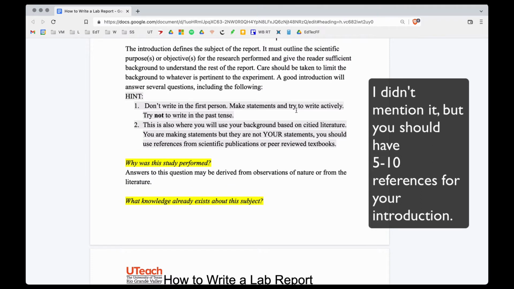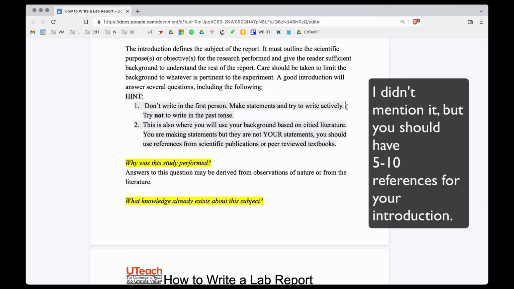So let's take a look at the hints. First, you're not going to write in the first person. You're making statements. You want to make statements and you want to have a sense of active writing. So be sure that you're not saying I or we or us. You're writing as a statement.